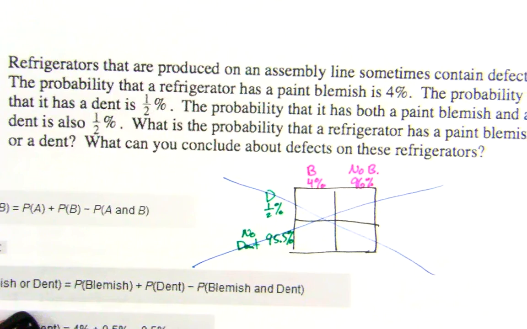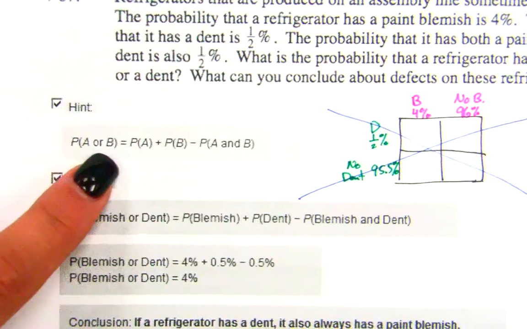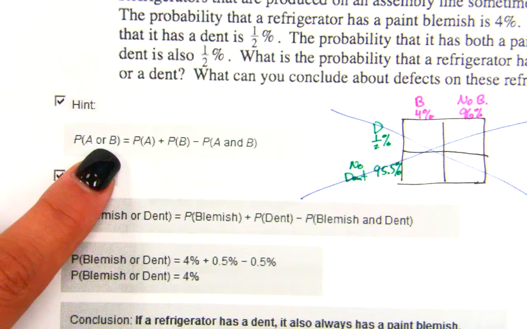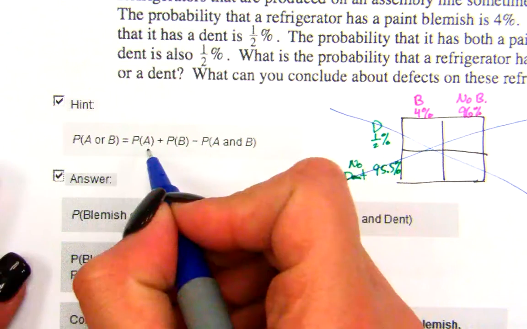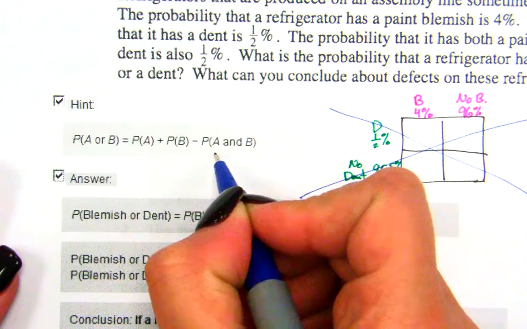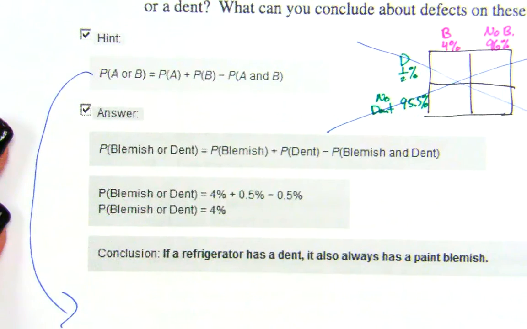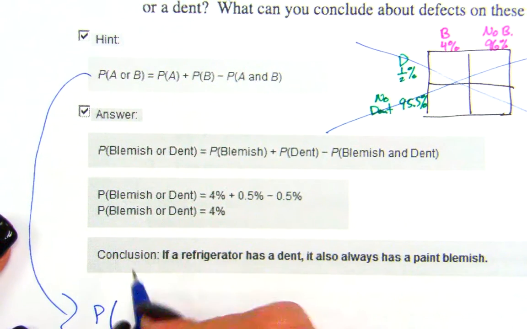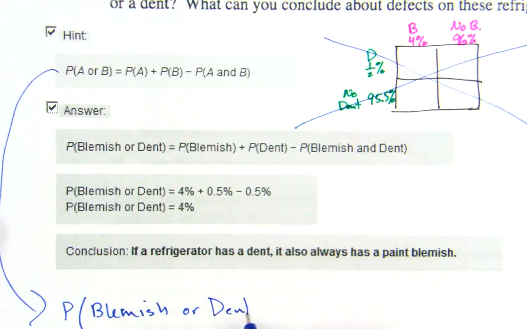What can you conclude about defects on the refrigerators? It reminds you that there's a union formula to use, or in this case, an OR. So probability of A plus probability of B minus probability of A and B. I'm going to take this and we're going to go down here with it. What's the probability a refrigerator has a paint blemish or a dent?